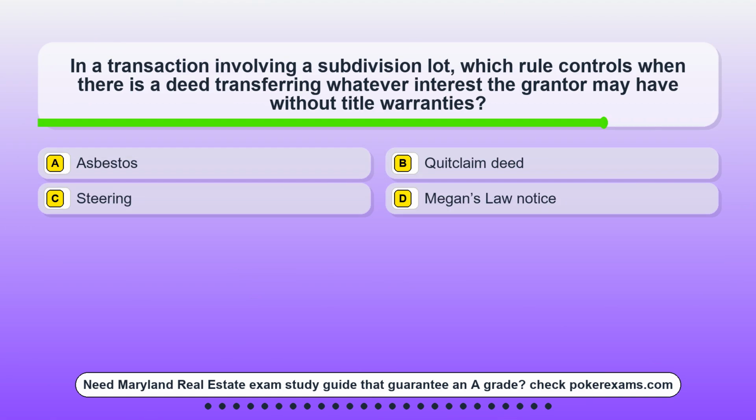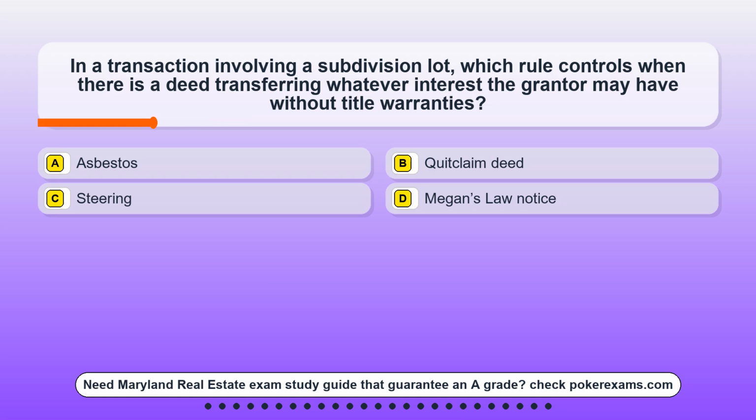Which phrase most clearly expresses consent as the source of political legitimacy? Option A, hereditary succession. Option B, right of conquest. Option C, consent of the governed. Option D, a judicial appointment.